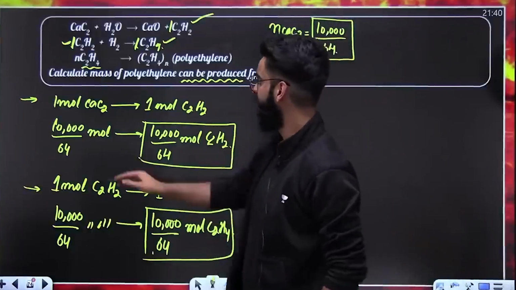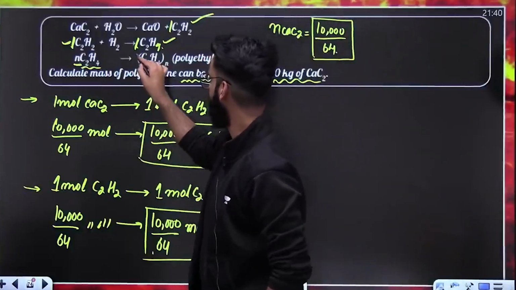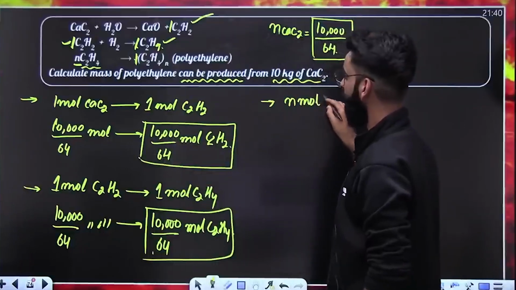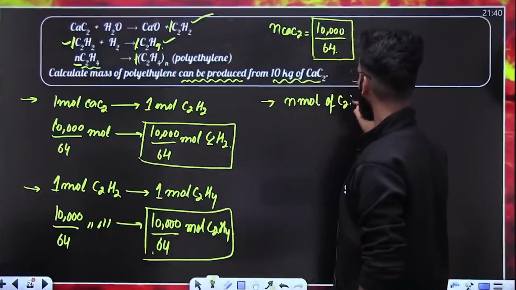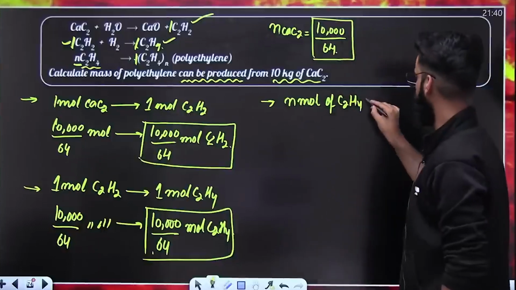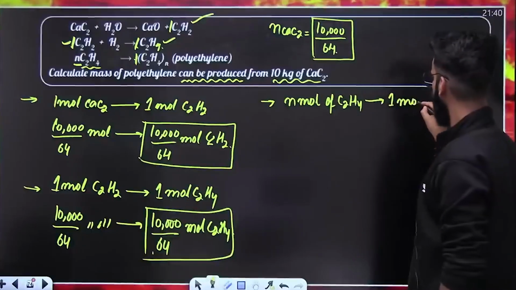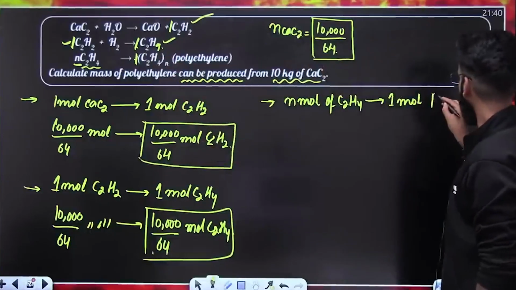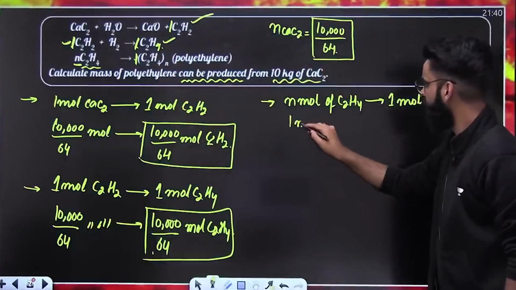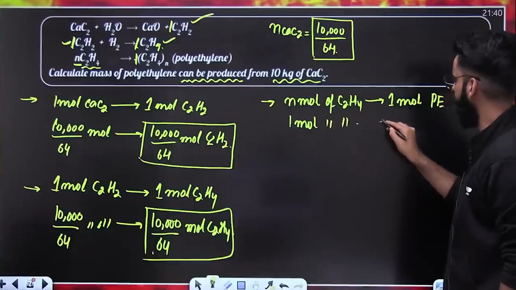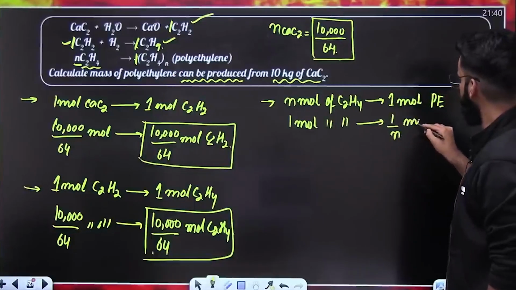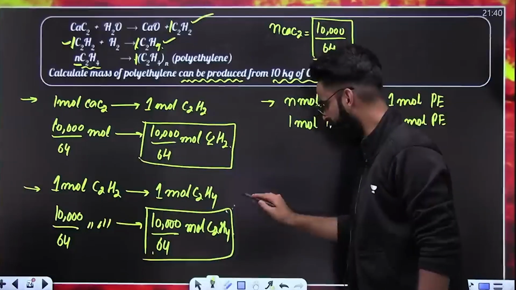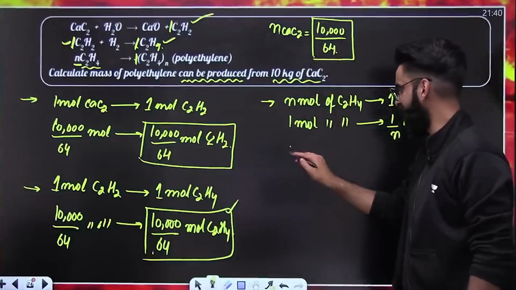third reaction. How exactly? The stoichiometric coefficient here is n. Here it's 1. So in the third step, can I say n moles of C2H4 produces 1 mole of polyethylene? So from the unitary method, 1 mole of C2H4 produces 1 by n moles of polyethylene. But do I have only 1 mole of C2H4? No. We have got these many moles of C2H4 which got formed in the second step.